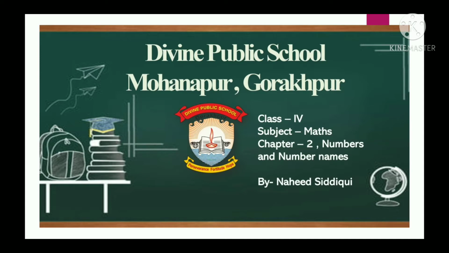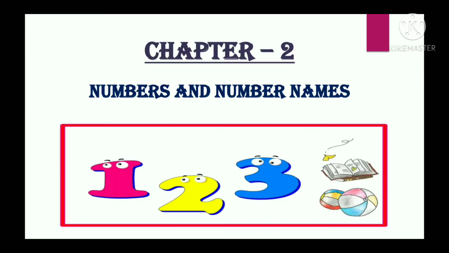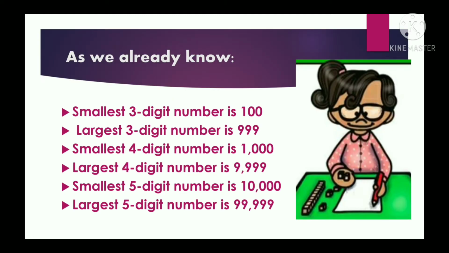Chapter 2 is numbers and number names. So, let's start with this chapter. Students, as you already know, the numbers up to 5 digits. Here I am going to take a quick review.